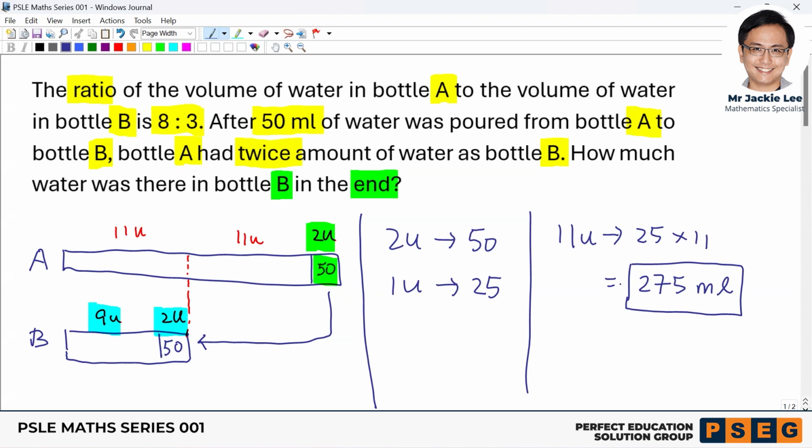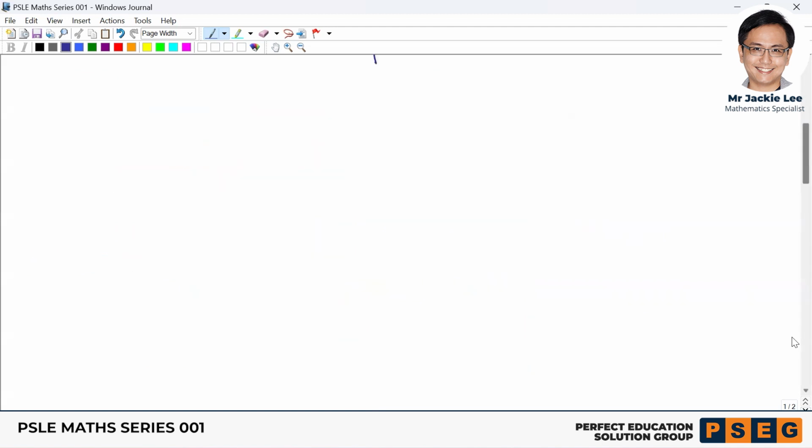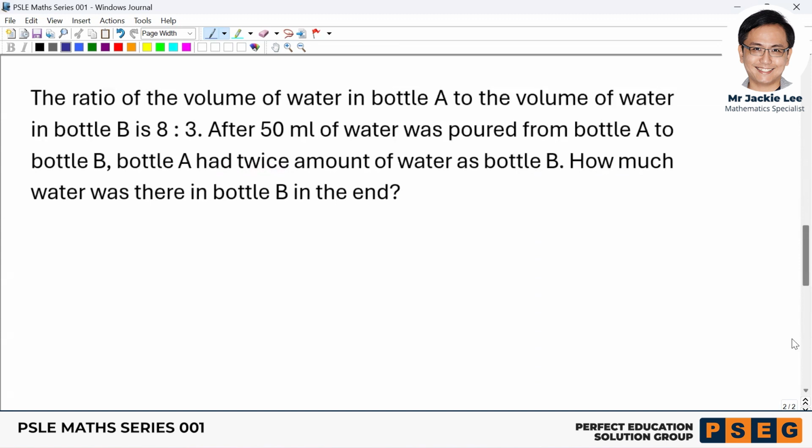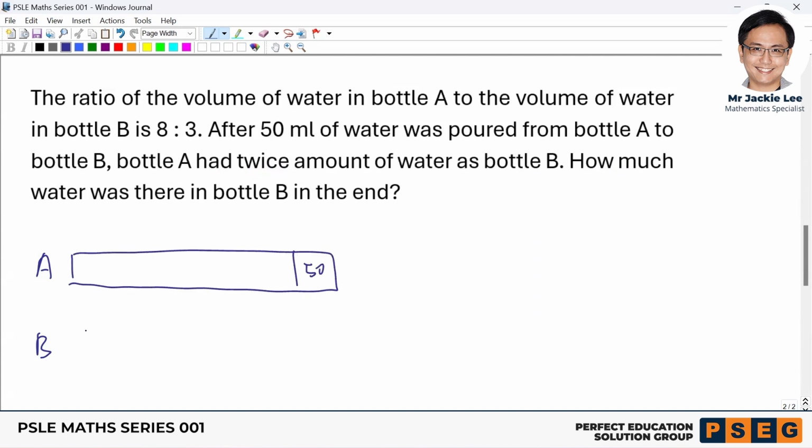If you find this method difficult and cannot figure it out, then perhaps I provide a second approach using algebra. Okay, let's start everything all over again. So we have A and B, and 50 here. Remember it's asking for the volume of water in B towards the end.